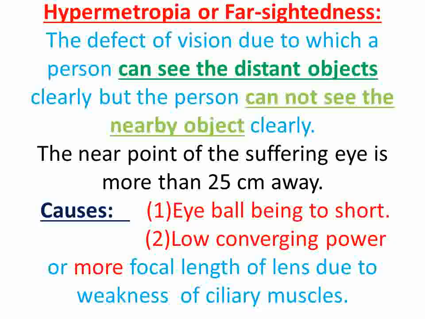When the defect arises, the eyeball becomes short and there is low converging power, that is, more focal length. These two causes are just the opposite of myopia.